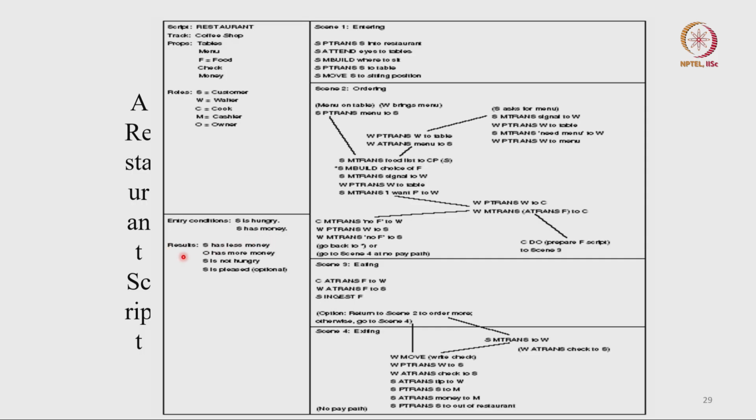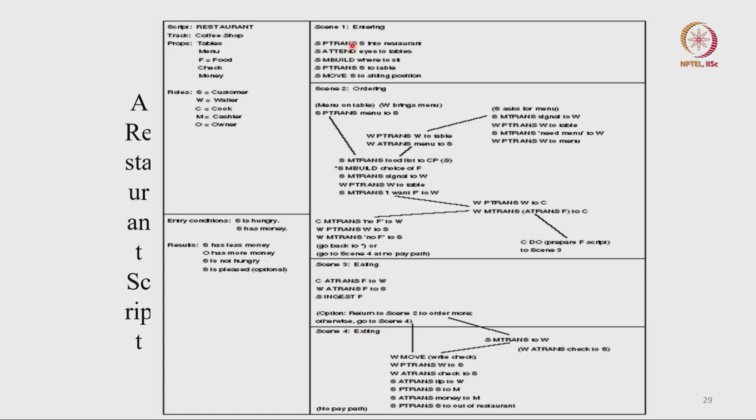And what will be the result? The person has less money, the owner has more money, and S is not hungry and S is pleased. Okay. He may be pleased or he may not be pleased. So, in one condition the output could be that S is pleased. And then we have all these scenes over here. First one is entering the restaurant, second one is ordering in the restaurant, third one is eating, and the fourth one is exiting the restaurant.